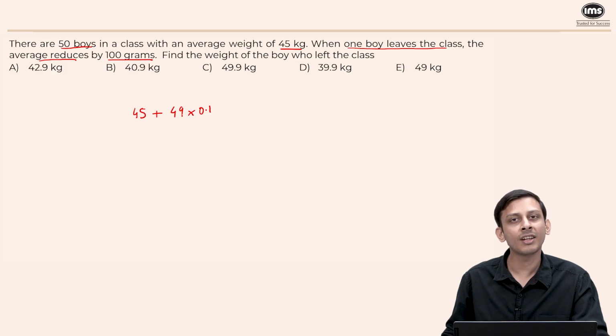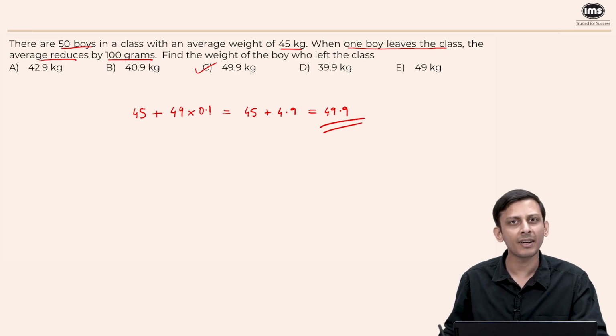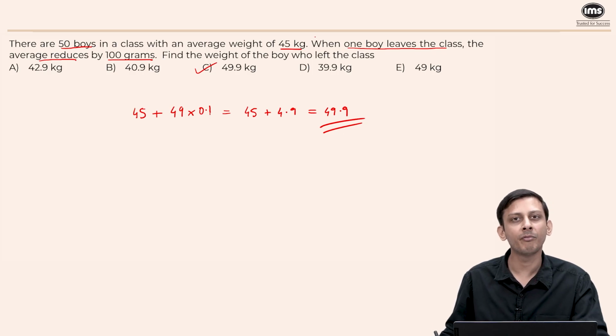So the total reduction is 49 into 0.1, which means that is the total extra that the boy who is leaving took from the average. So the weight of the boy who is leaving will be 45 plus 49 into 0.1, which is 45 plus 4.9, which is of course 49.9, which is there in option C. So this is all we had to do. If we understand the concept of behavior of averages properly, we just had to do this simple calculation.